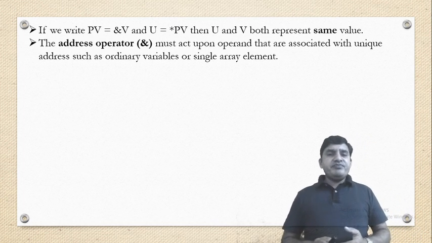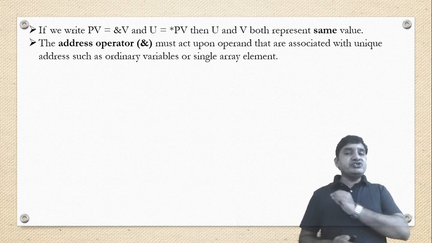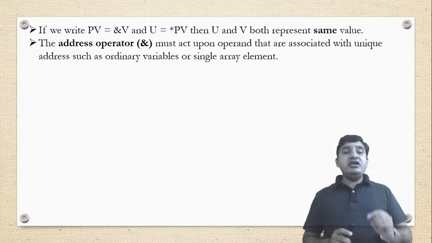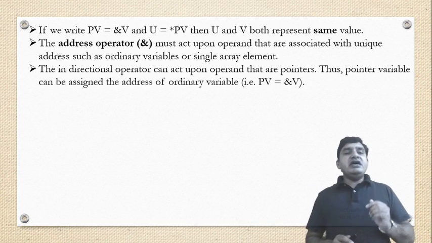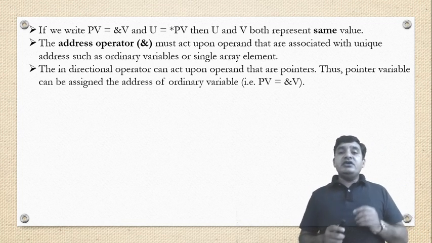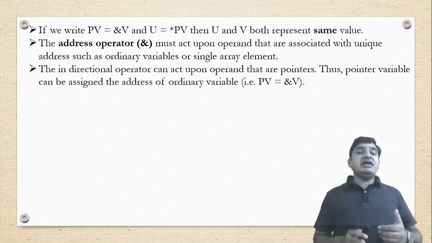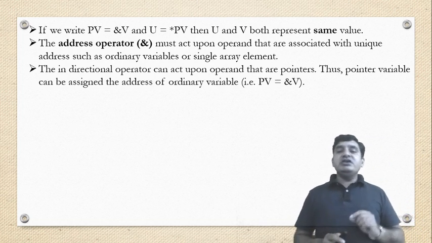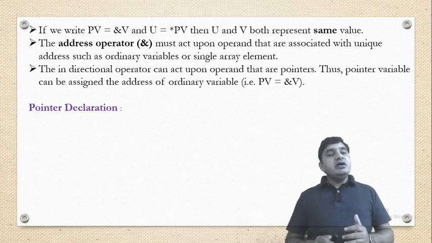The address operator must act upon operands that are associated with unique addresses, such as an ordinary variable or a single array element. The indirection operator can act upon operands that are pointers. Thus, a pointer variable can be assigned the address of an ordinary variable. Therefore, PV = &V. Pointer declaration.